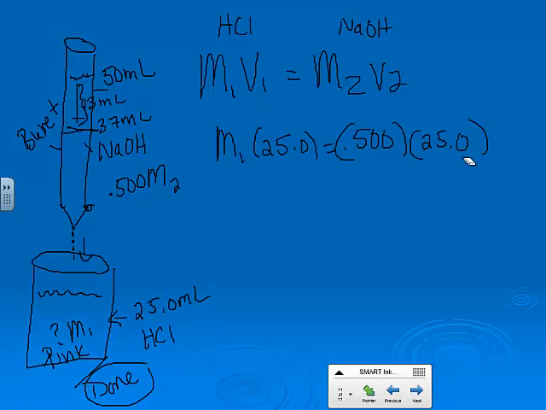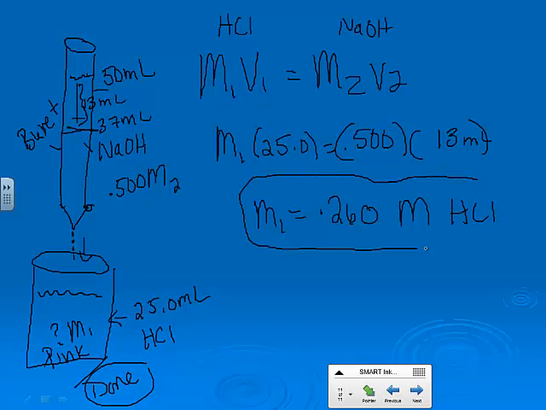Nope, I'm lying here. That one should not be 25. This one is going to be 13. And again, they gave me all of this for this problem. I multiply these two numbers, divide it by 25, and I'm going to get 3 sig figs. So I'm going to get 0.260 M, capital M for molarity, of hydrochloric acid.